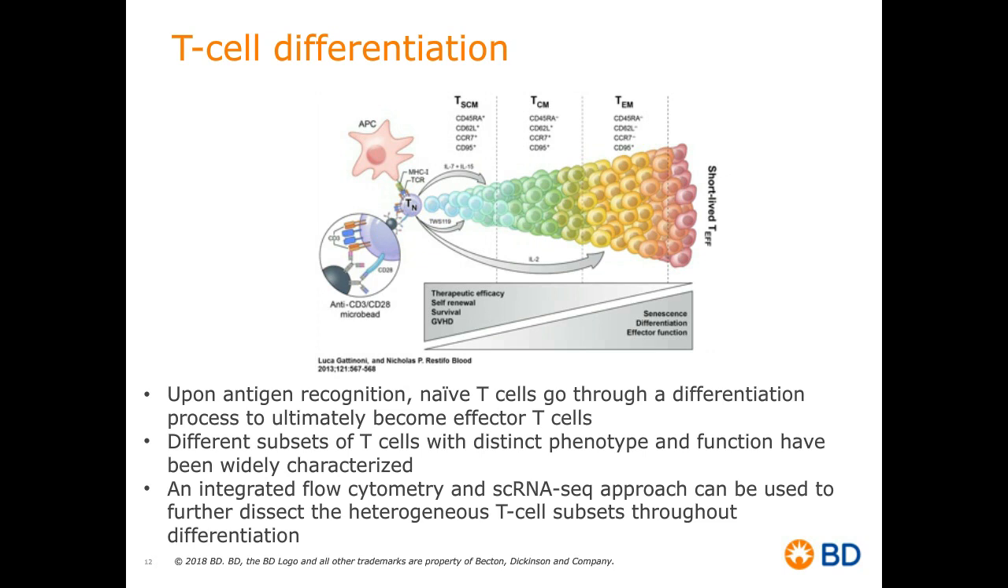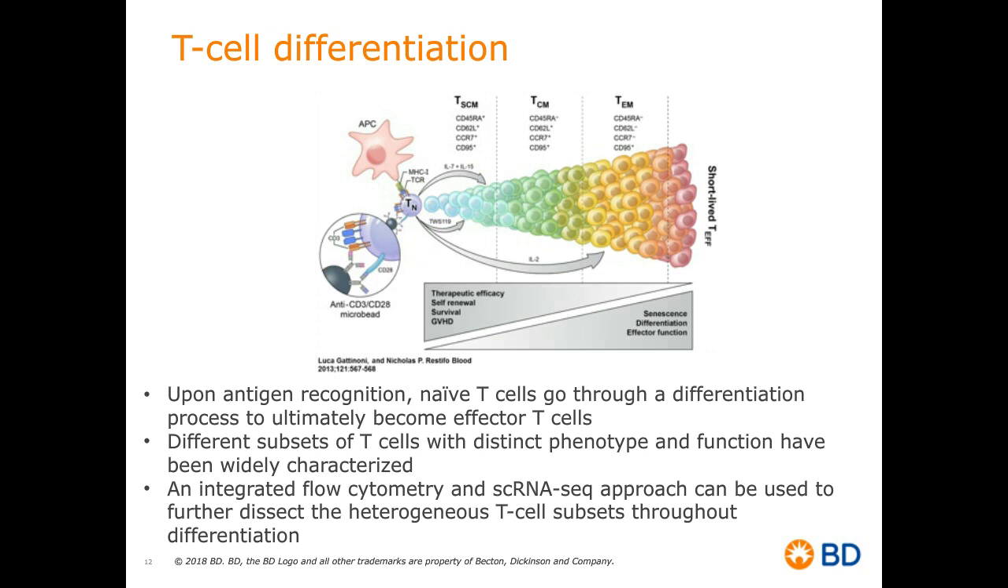And we know, it's very well known in the field, that upon antigen recognition, naive T cells begin a process of differentiation that ultimately lead to the generation of effector T cells. But throughout the process of differentiation, these cells will go through different stages. And now they've been divided into stem cell memory, central memory, and effector memory cells with unique immunophenotypic and functional features. The field has defined a set of surface markers, the combination of which can broadly define these different stages.